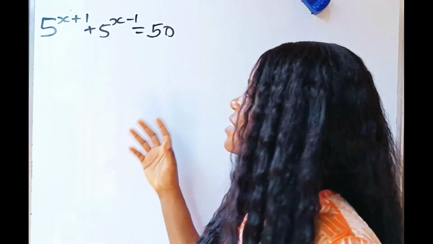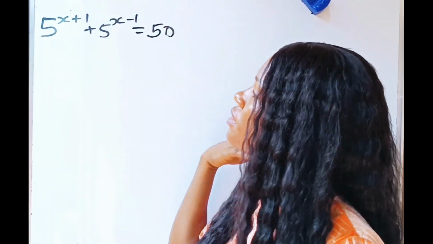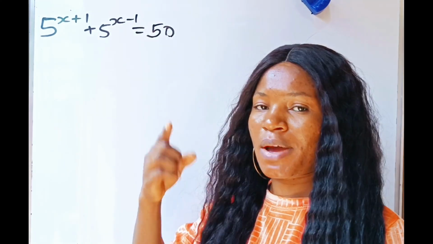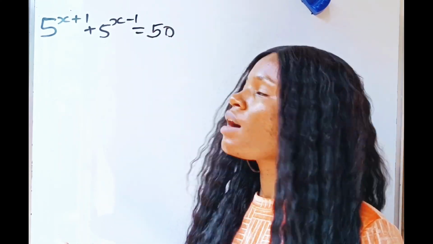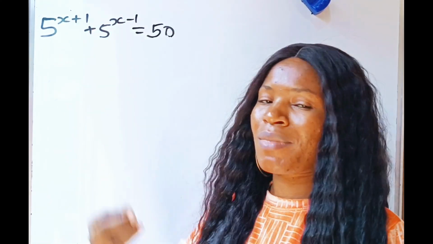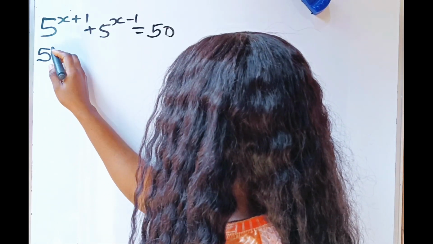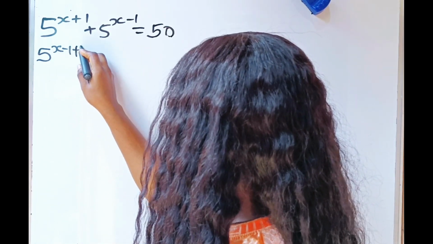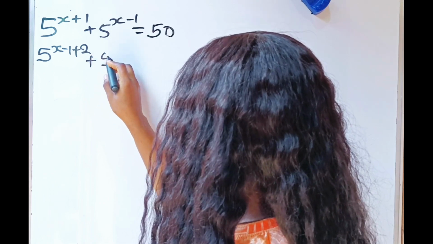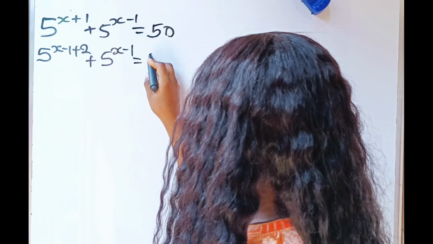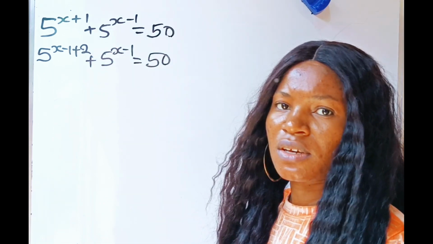Hello, lovely people. Let's get the value of x. Now, plus 1 is the same thing as minus 1 plus 2, right? So I'm going to write plus 1 as minus 1 plus 2. So I will write 5 to the power of x minus 1 plus 2, plus 5 to the power of x minus 1 is equal to 50.